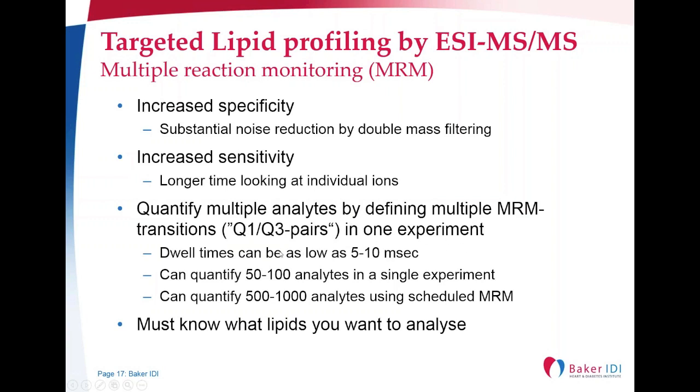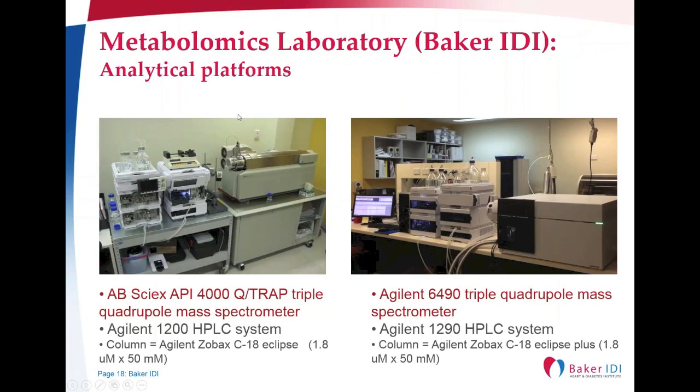So typically in these experiments, the dwell times can be only a few milliseconds in length, and so we can easily fit maybe 50 to 100 analytes in a single cycle time, which might be elution time for these analytes. And then if we schedule those experiments, we can quantify perhaps 500 to 1,000 analytes in a single chromatographic run. The downside, of course, is you do need to do all this work up front to characterize the lipids that you want to analyze.